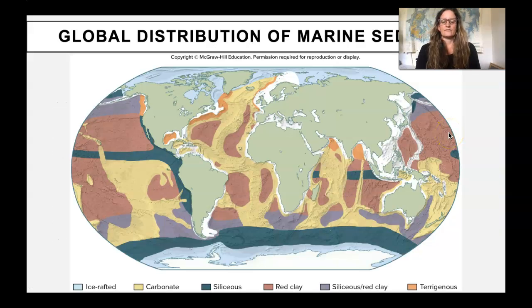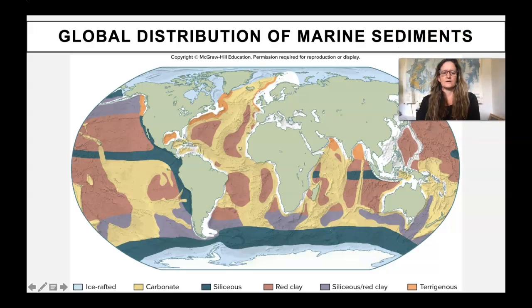Here's the map again of the marine sediments. Cosmogenic sediments, there's not enough of them to even have a color on the map. They're dispersed about all of the ocean basins, but they're really hard to find, and there's not very many of them. So look again at the carbonates. That's the yellow. They're found throughout the ocean basins. The siliceous oozes are found in places where there's high nutrients. So right around Antarctica, those cold waters are very nutrient rich.